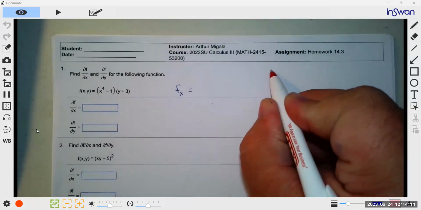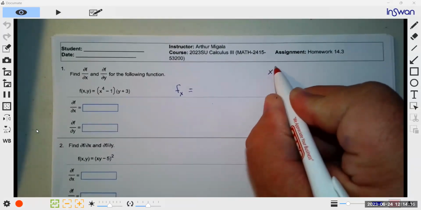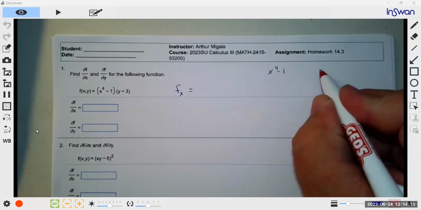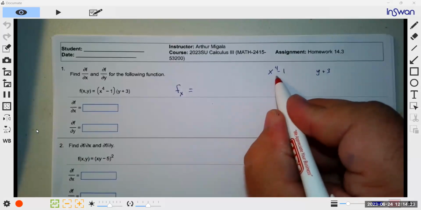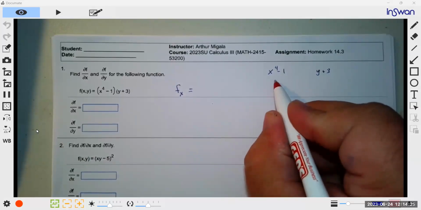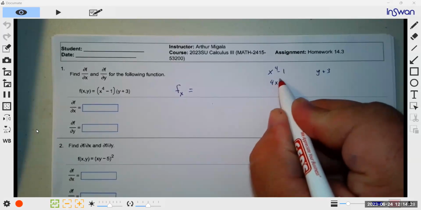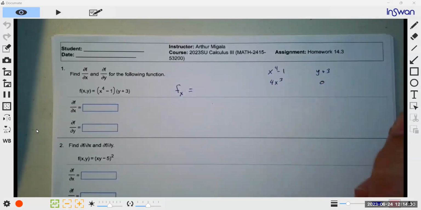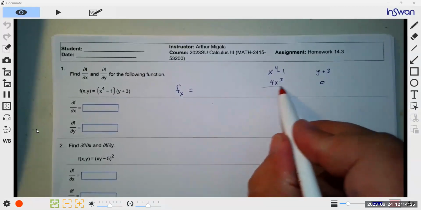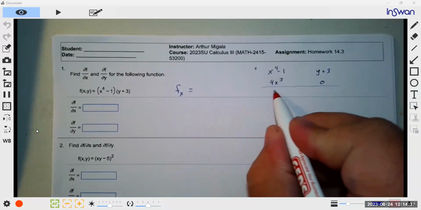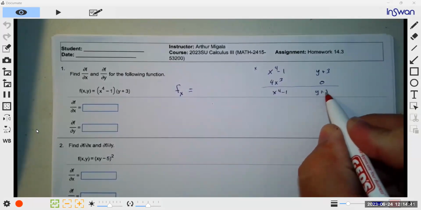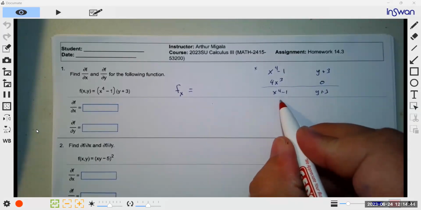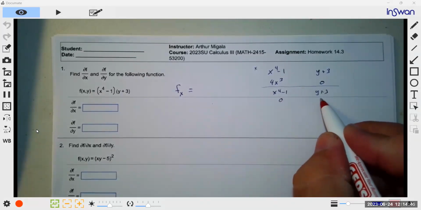So if we do the product rule, we have x to the fourth minus 1, y plus 3. The derivative of this one with respect to x is 4x to the third. The derivative of that one with respect to x is 0. That's for x. Same thing for y. We have x to the fourth minus 1, y plus 3. The derivative with respect to y of that is 0. The derivative of that one is 1.